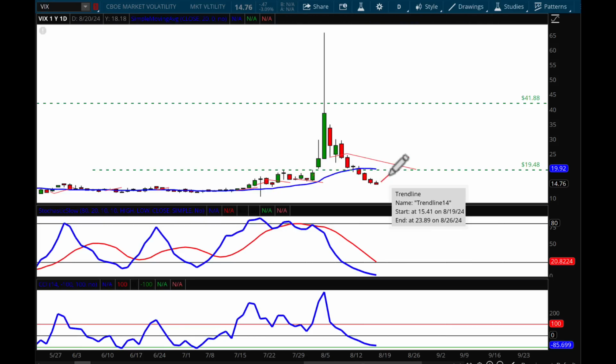My forecast lines here are crisscrossing one another, but that's okay. Upside target on the VIX is 23.89. Now, you might not think that's much of a move, but that's going to be right around 6 points to the upside. So you've got better than a 40% move higher if my target hits.